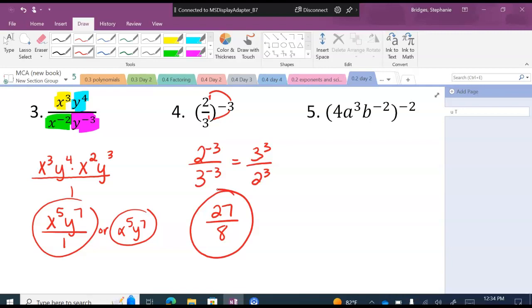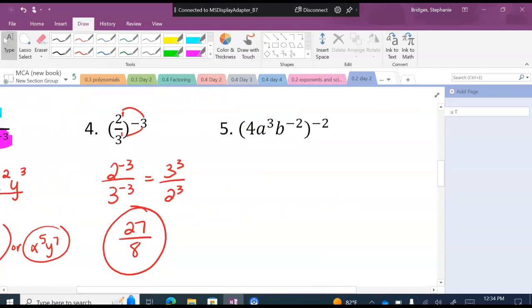Nothing else. All right, now number 5. Do you notice how I have parentheses and I have that exponent on the outside of the parentheses? Yes? Okay. The first thing I need to do is get rid of the parentheses, which means this exponent on the outside is going to be multiplied by every exponent on the inside for every piece, including the 4. So that becomes 4 to the negative 2.